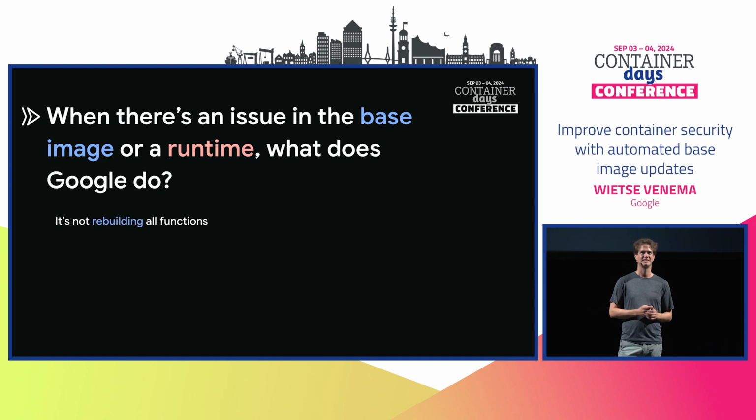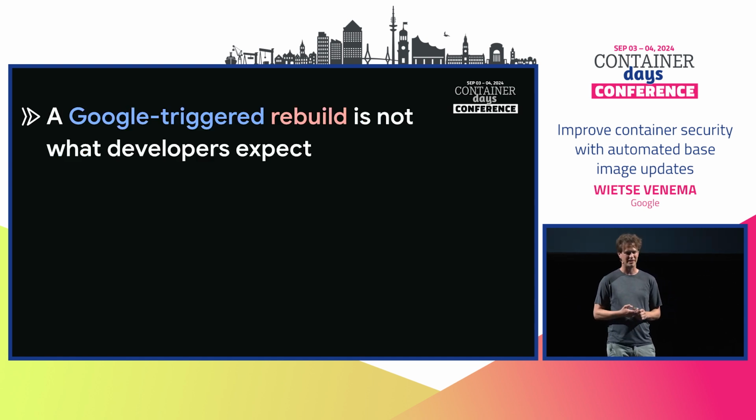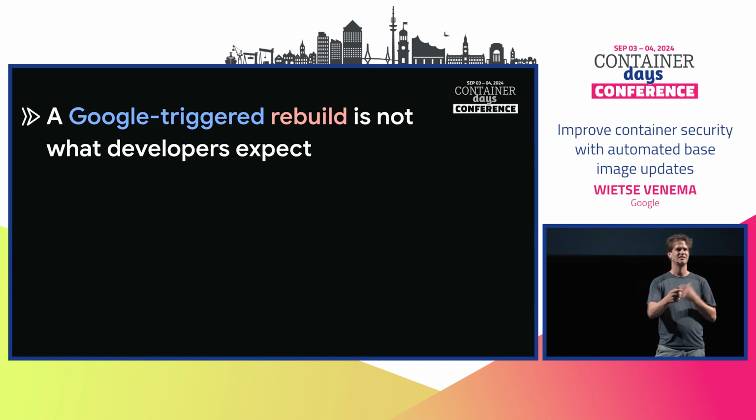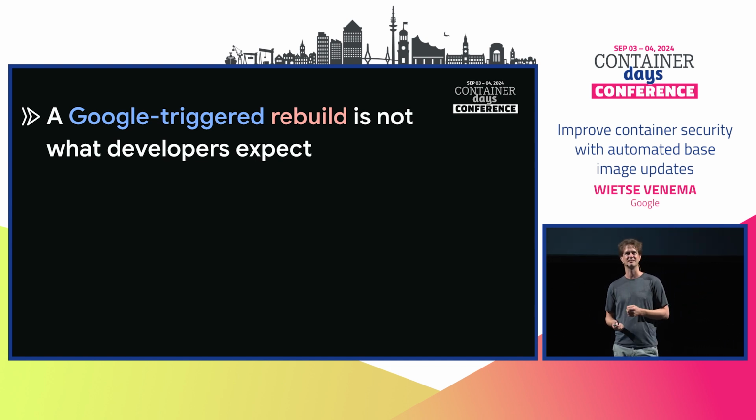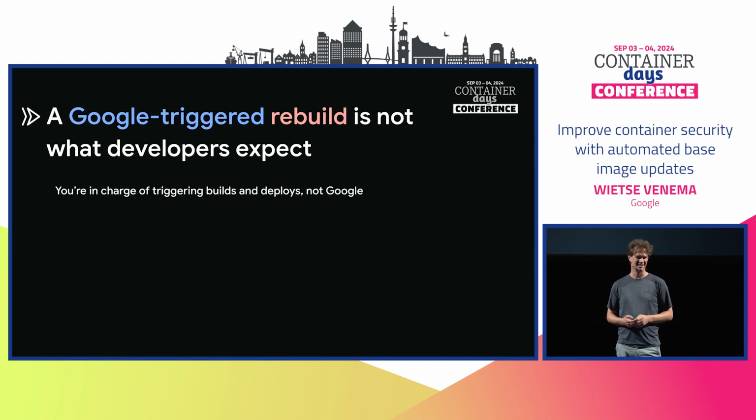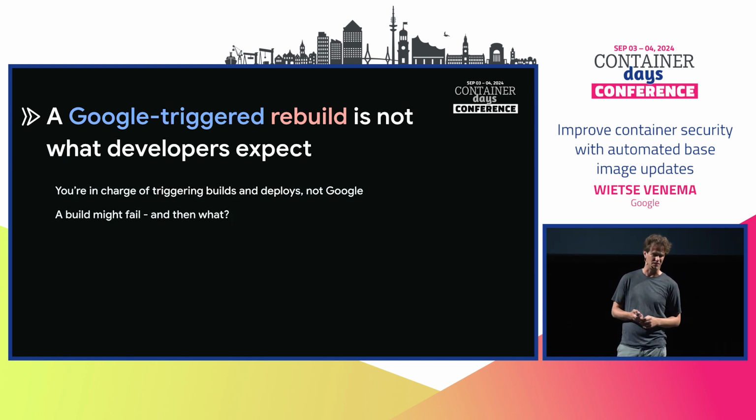It's not rebuilding all the functions, and there are a few reasons why. This has to do with how the products are designed, right? A Google-triggered rebuild is not what developers expect if you're using functions or App Engine, because you are in charge of triggering builds and deploys and not Google.